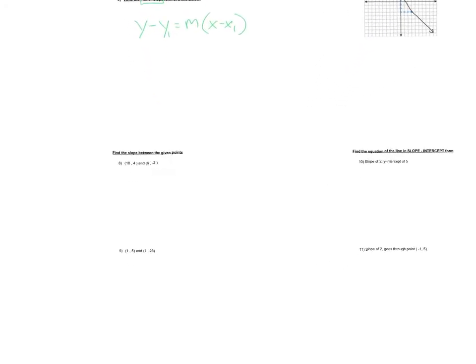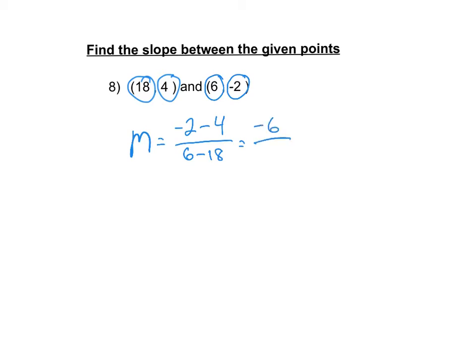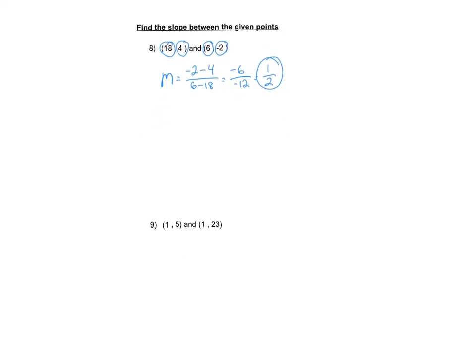All right, starting with number 8, let's do this. Find the slope between the given points. So this is just a practice on slope. M equals y2, -2, minus y1, 4, over x2 minus x1. So that's going to be 6 minus 18. So that's going to give me on the top -6. That's going to give me on the bottom -12. -6 reduced down by -12 is going to give me a positive 1/2. Done. All right, that's using it.